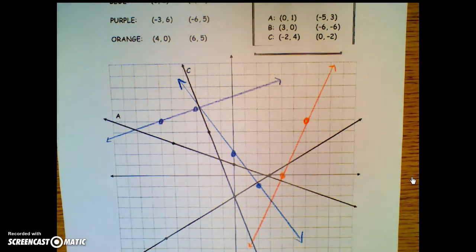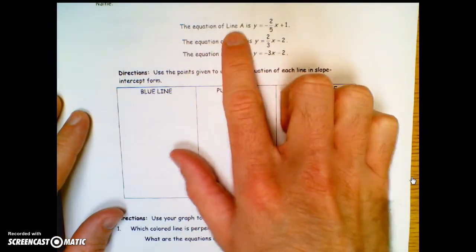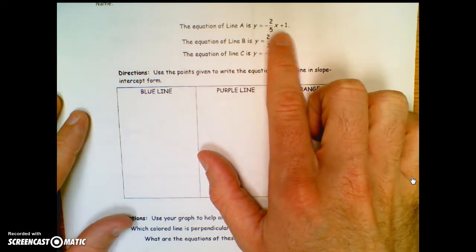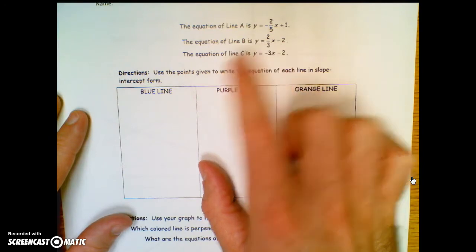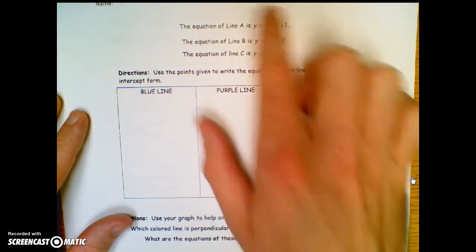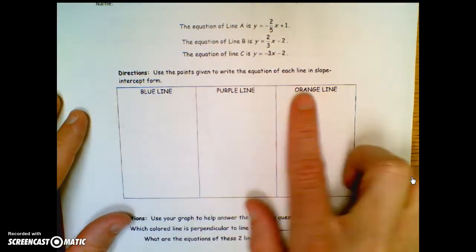Let's look at our questions and see what our questions are asking us. So in this problem, they gave us the equation of line A, and they're saying it's y equals -2/5 x plus 1. The equation of line B is y equals 2/3 x minus 2. And the equation of line C is y equals -3x minus 2. So they've already done the work for these ones. We're going to find the slopes and the y-intercepts for these equations.